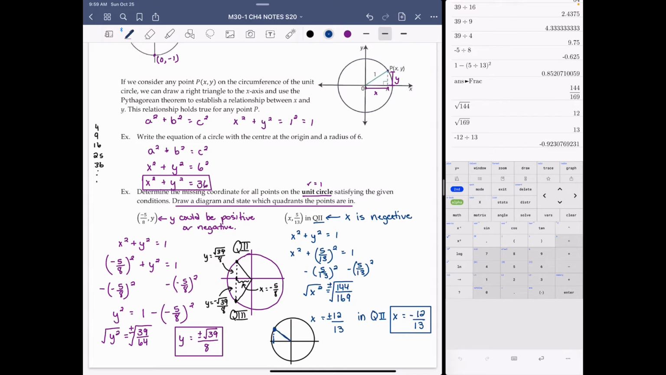This time there's only one solution because we were told that it's in quadrant 2. So our only solution is here. Our x value is x equals negative 12 over 13. And our y value was y equals 5 over 13.